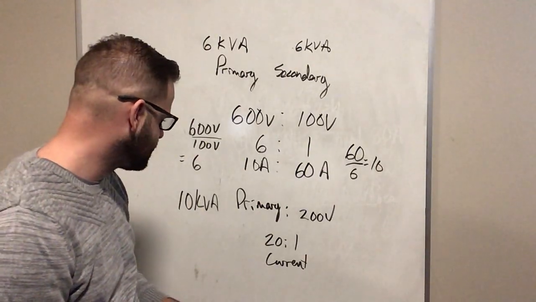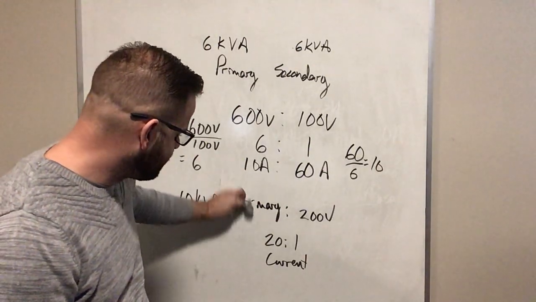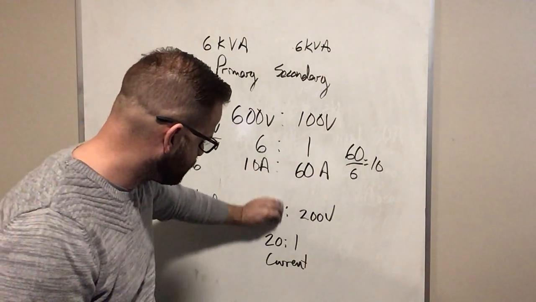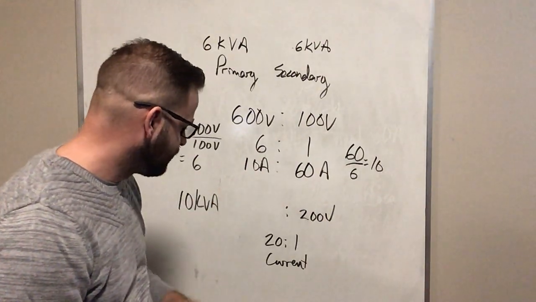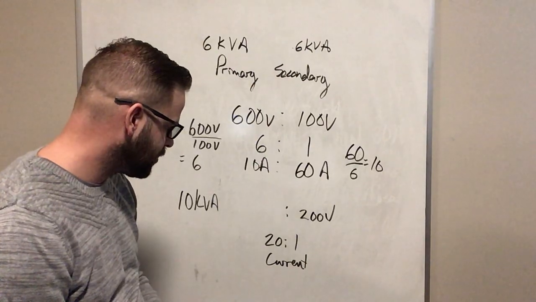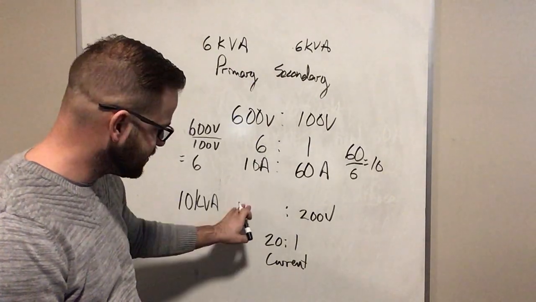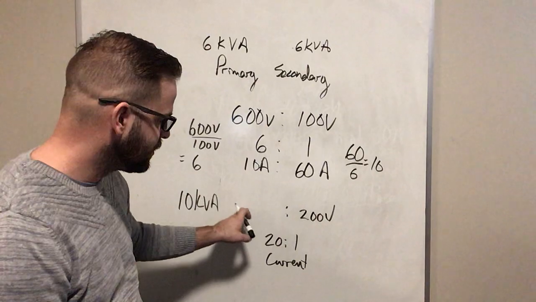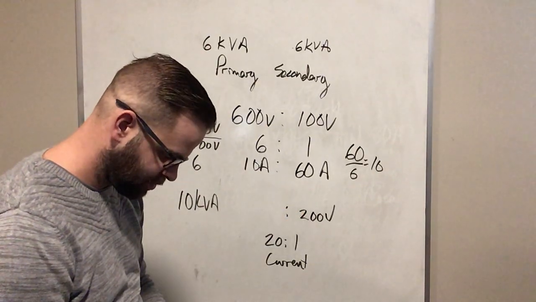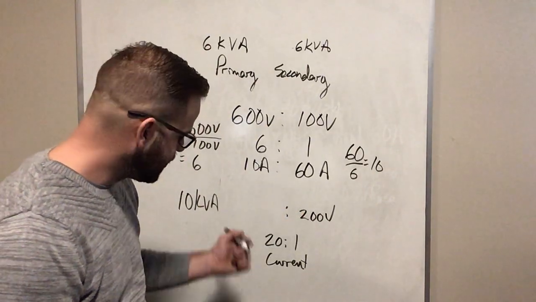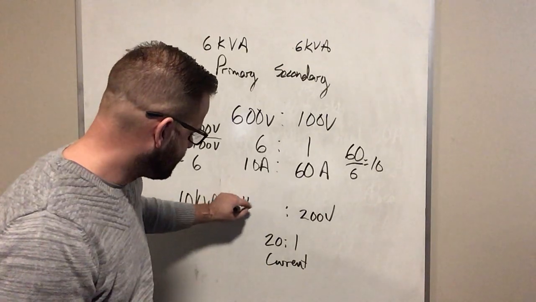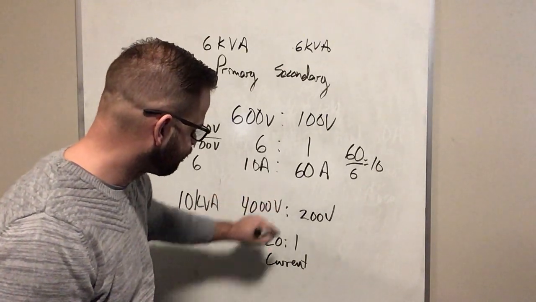All right, now let's go on to the next one. So we need to figure out what our primary is. And we've got a turns ratio of 20 to 1. So that means that this side is going to be 20 times larger than that side. So 200 times 20 is 4,000. So we have 4,000 volts.